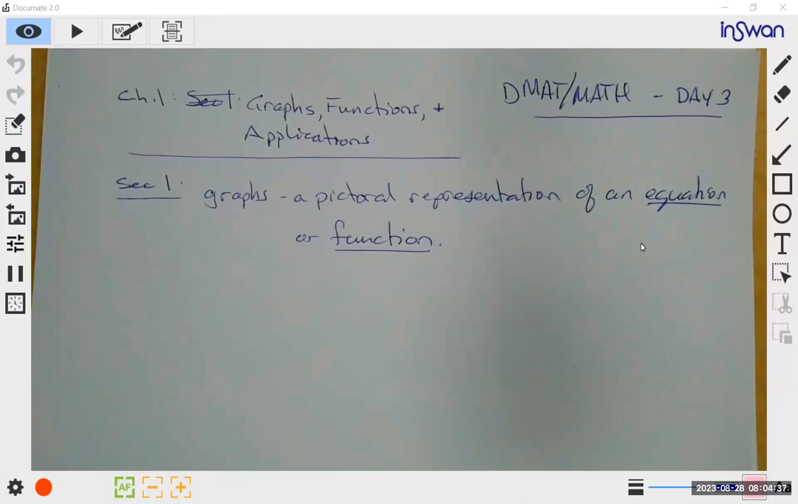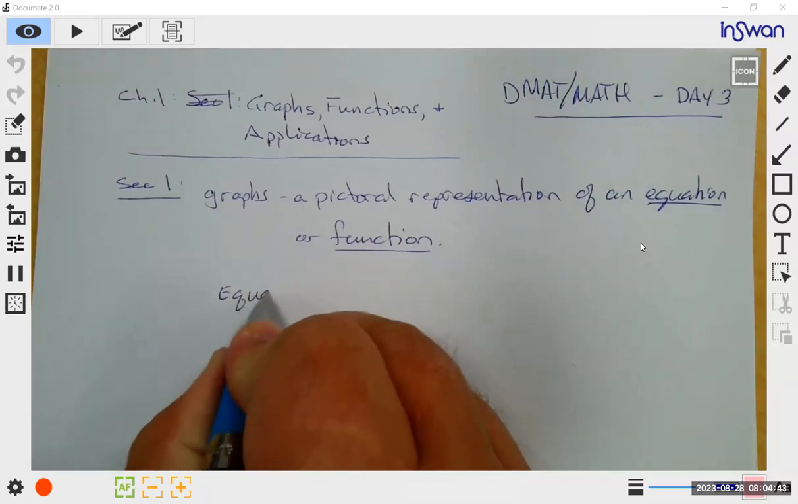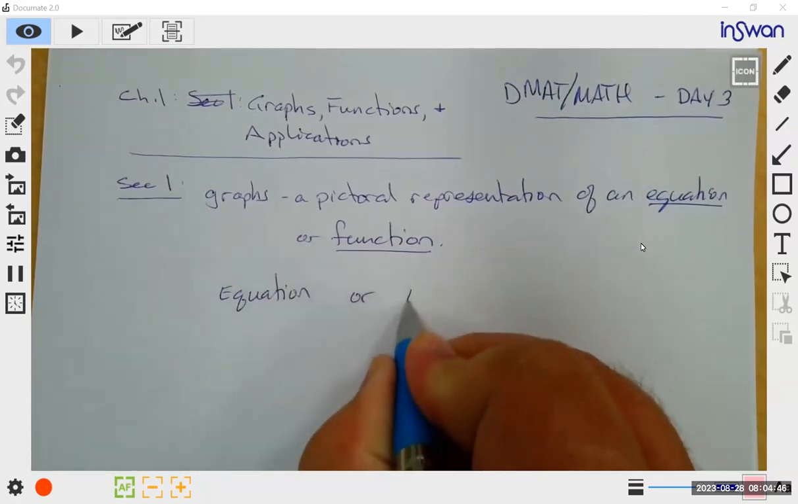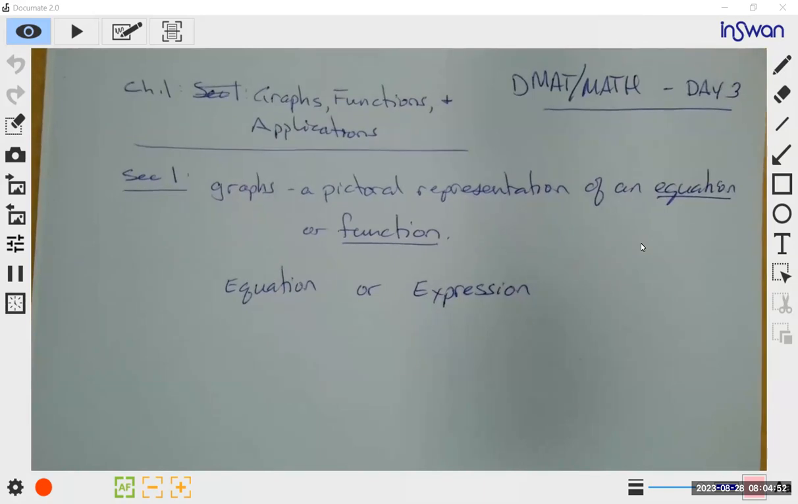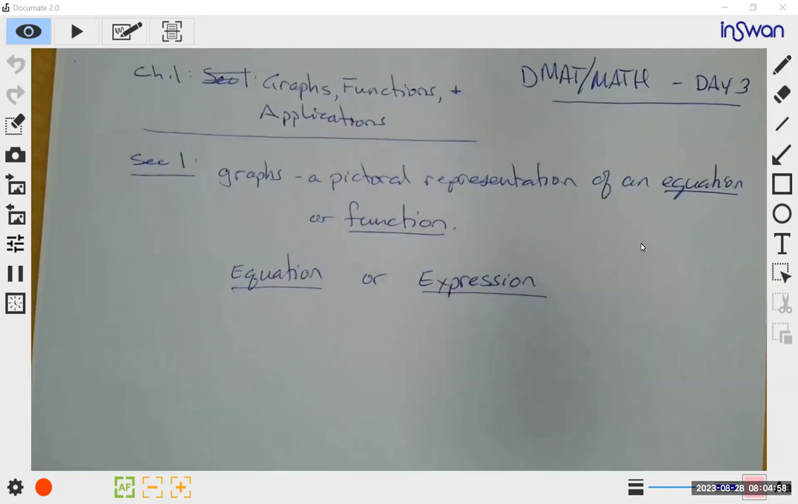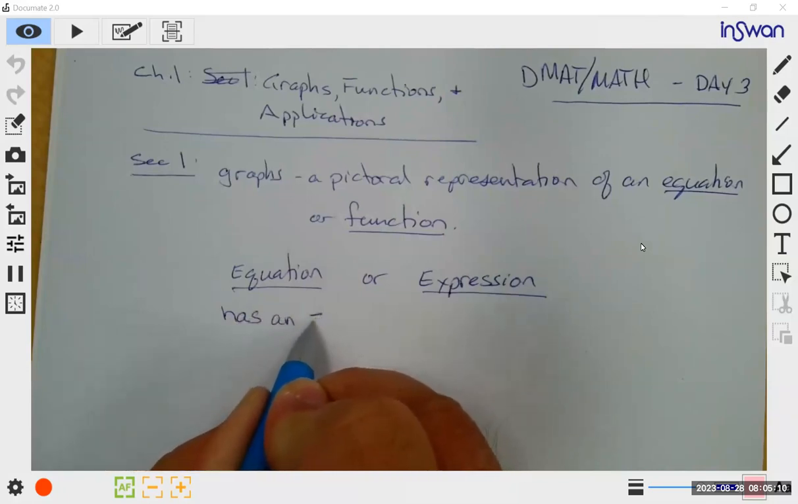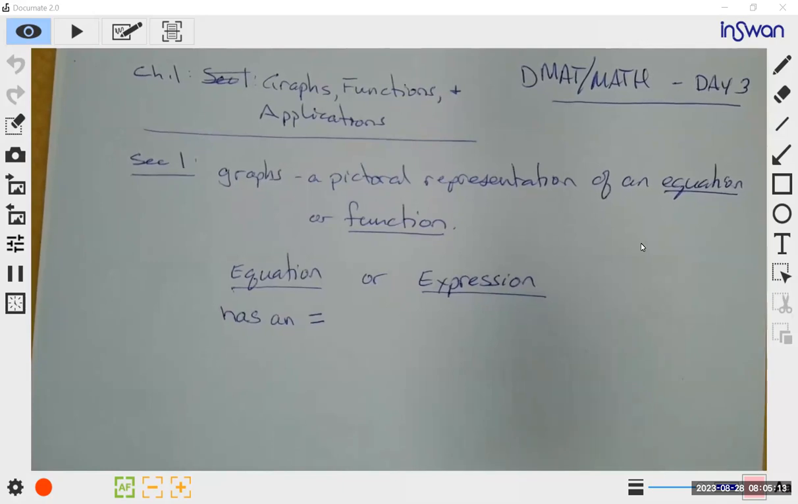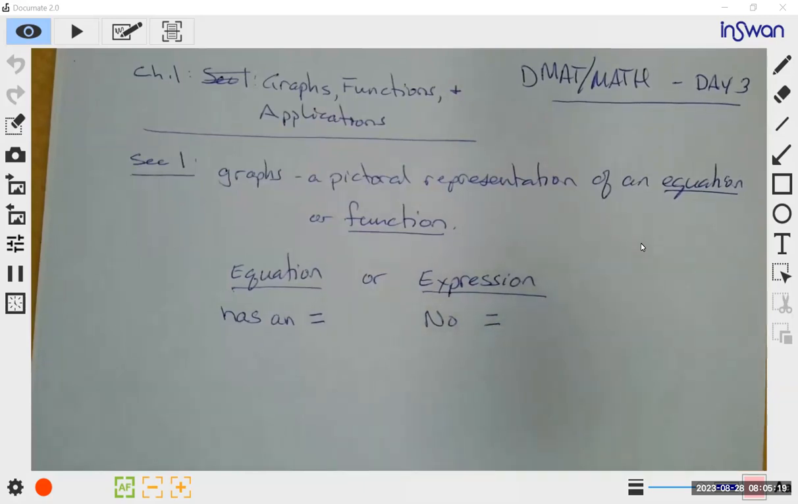Actually, last class, we talked about equations. You have either an equation or an expression. What's the difference between an equation versus an expression? Equations have an equal sign. And expressions do not have an equal sign.